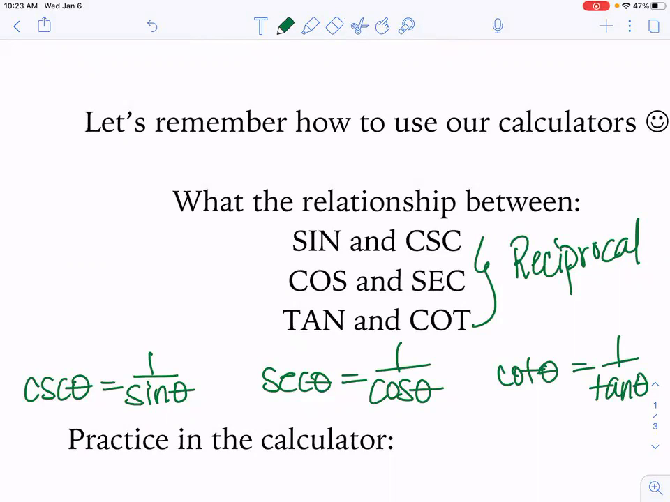So just remember that when you're in your calculator, you don't have a cosecant, secant, or cotangent button, but you are capable of still typing in one of these in order to be able to find it, okay? Something else we're going to have to be careful with when we are using our calculator is making sure we are in the correct mode.